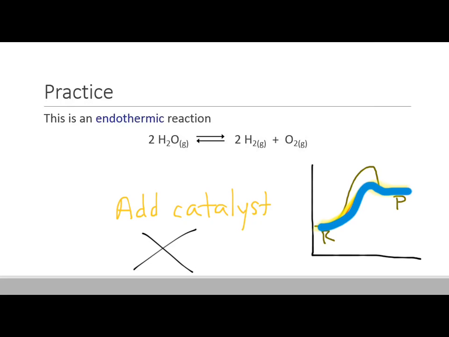And that's why adding a catalyst will have no effect on the equilibrium. It will not shift it in either direction. It'll speed up the reaction, so it'll achieve equilibrium more quickly, but it won't change where that equilibrium lies. All right, so that is it for our discussion on equilibrium.